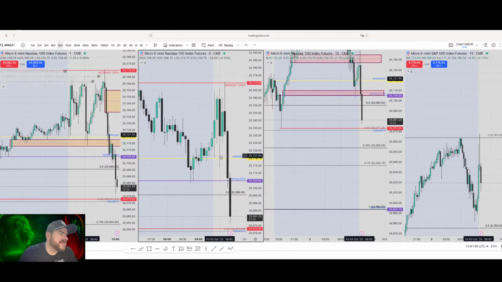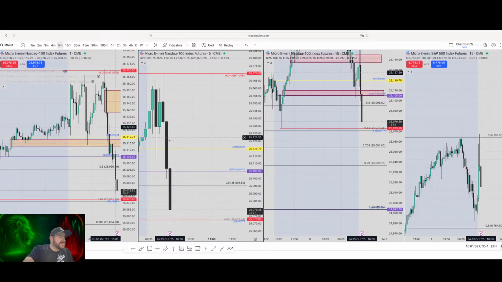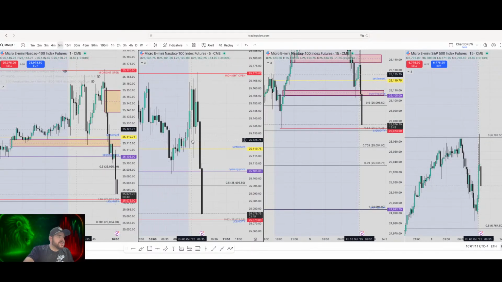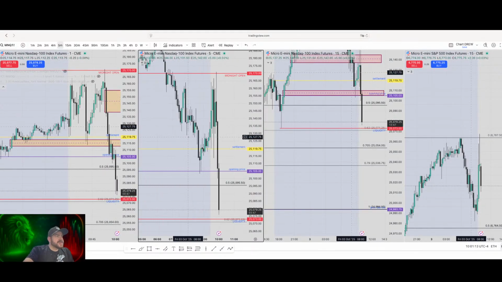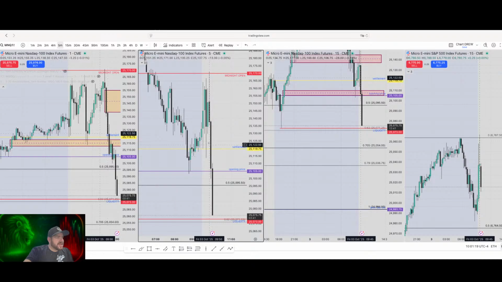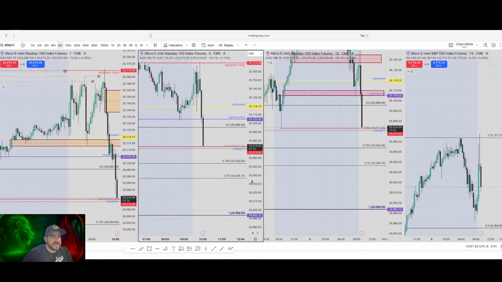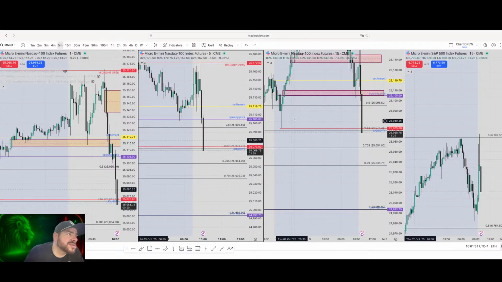Hardly any fair value gaps on the 5 minute, to tell you the truth. So if we get a pullback into here, I guess it's a breaker, or whatever this is, little chunk here. Get a pullback into that, and then go lower, then it's a possibility to take them lows out. I'll see what the 1 hour looks like.